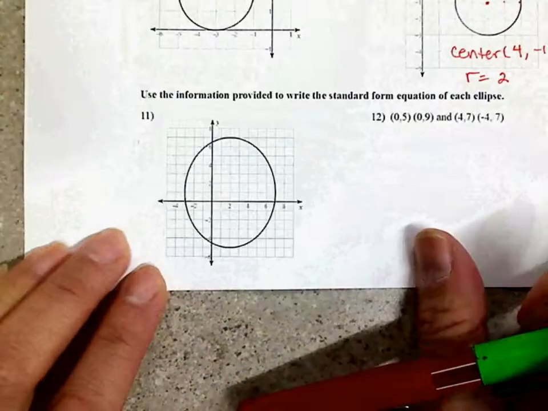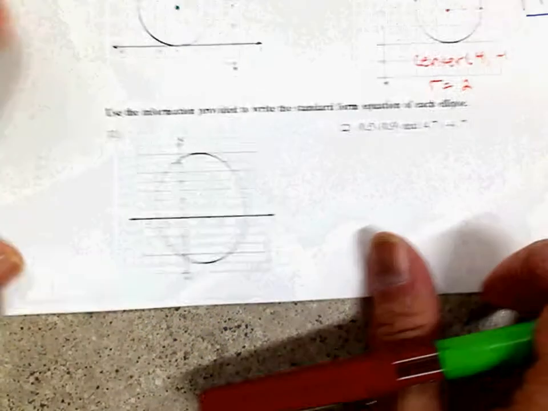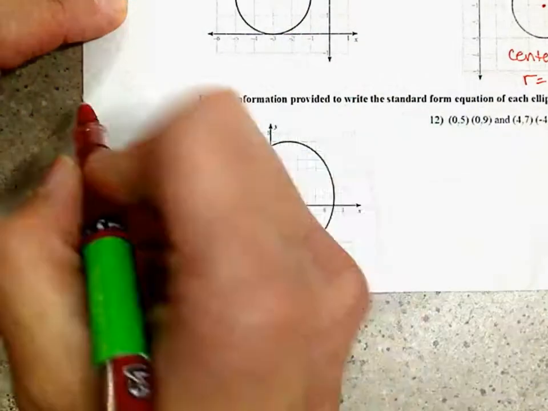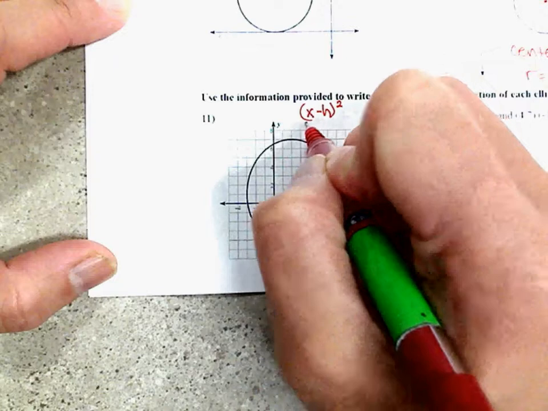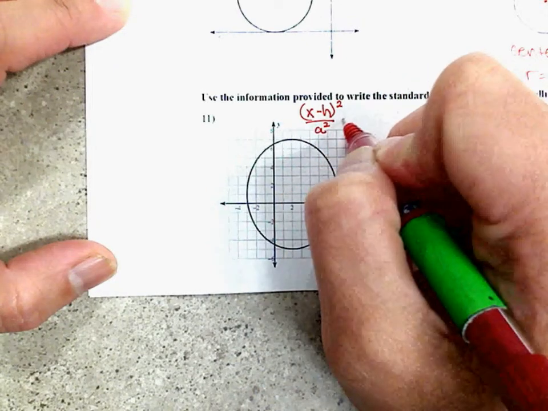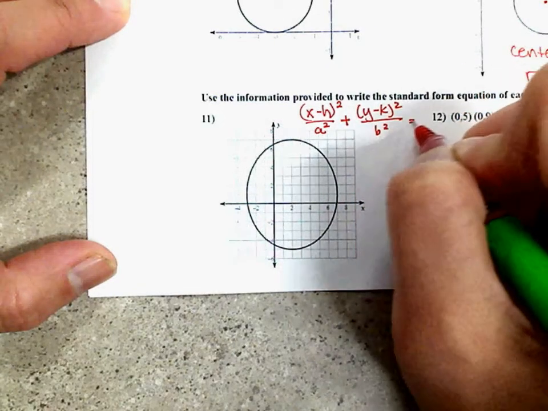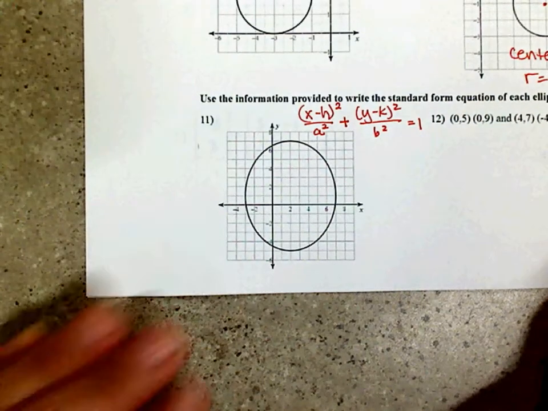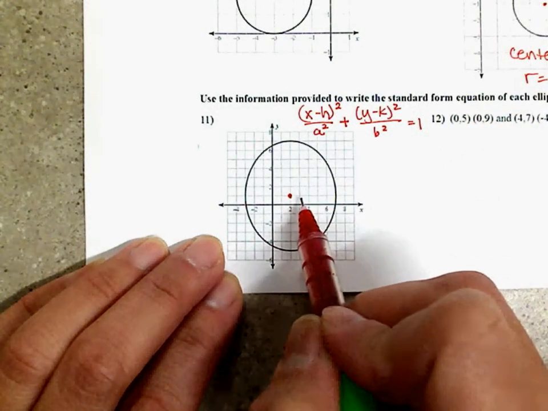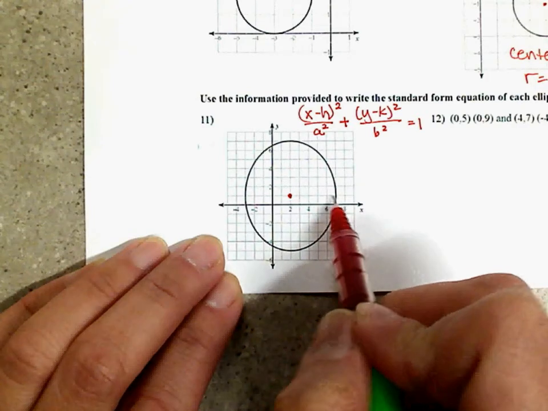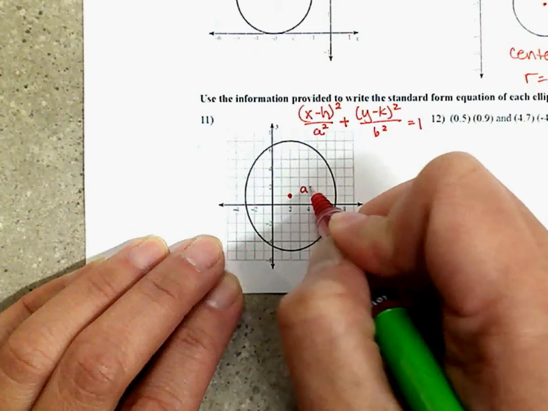Number 11, we're going to use the information provided to write the standard form equation of an ellipse. Okay? The standard form of an ellipse looks like this: (x minus h) squared over a squared plus (y minus k) squared over b squared, and it's always equal to 1. Alright, so let's eyeball where the center is. I'm thinking it's right here. So let's double check. 1, 2, 3, 4, 5. 1, 2, 3, 4, 5. Okay, so your a value, because it's under your x, is 5.